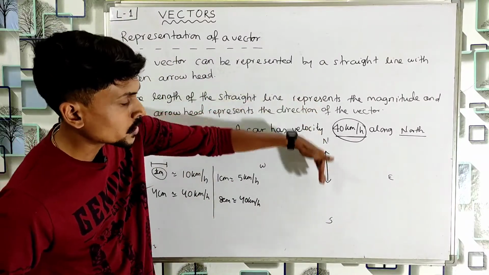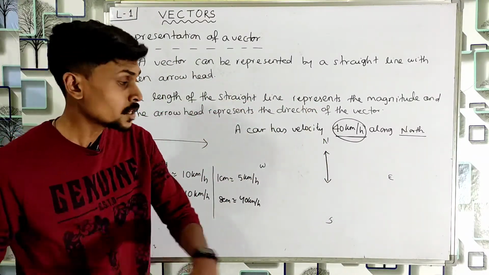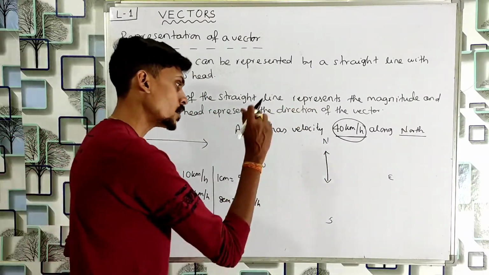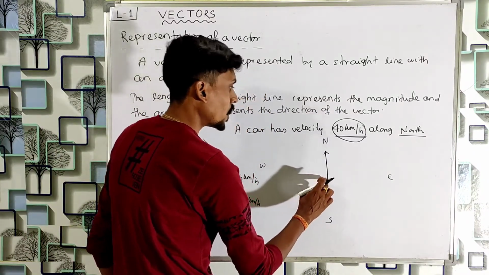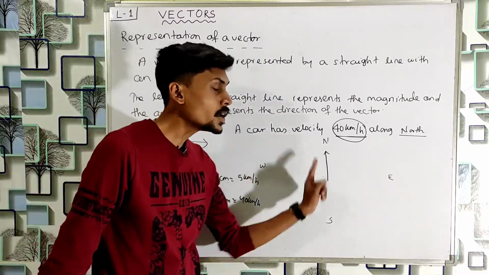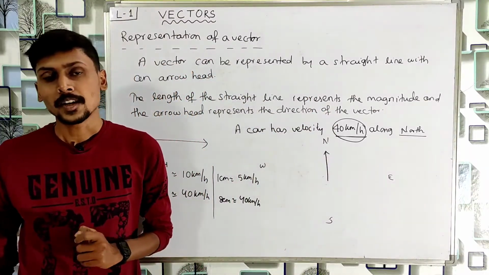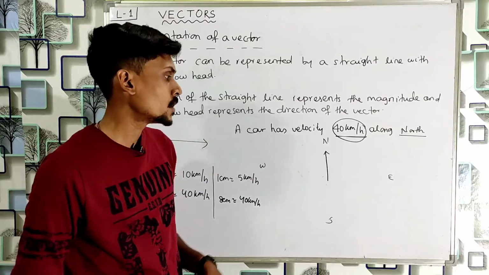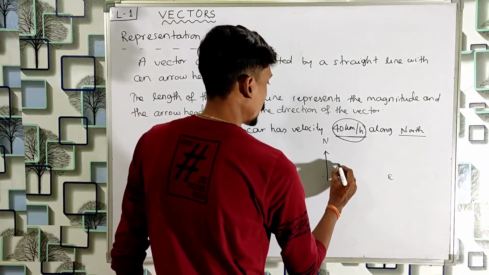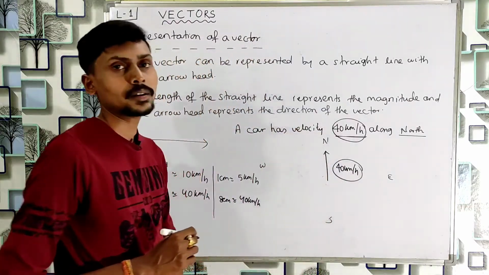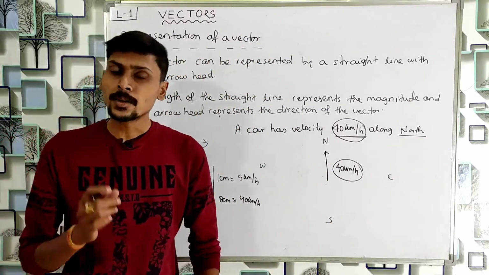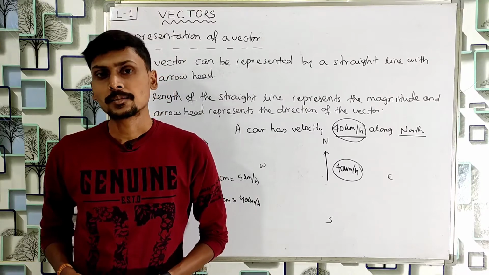The velocity is towards south, but in the question it is given that the velocity is towards north and that's why the arrowhead should be towards north. Is that clear? So this vector represents a velocity of 40 km/h. Is that clear? So this is how you can represent a vector quantity.